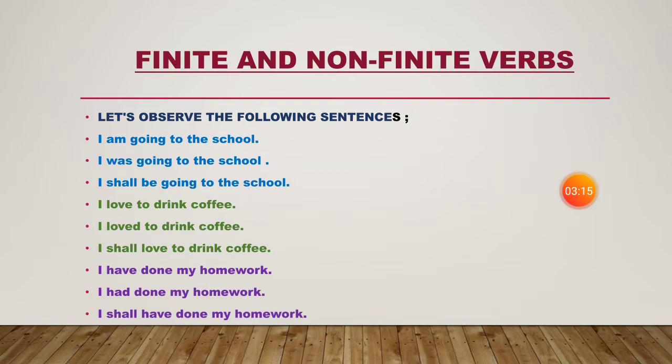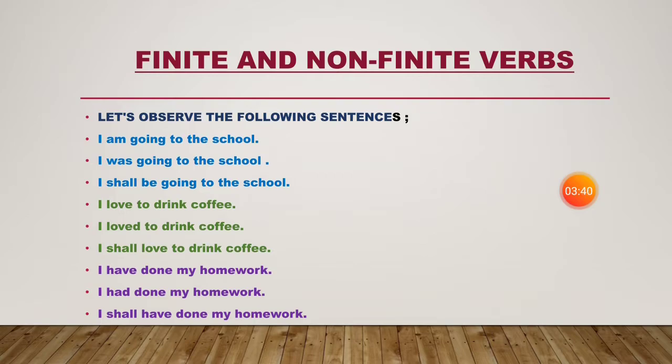Here loved, the verb's second form, that is the past form, is indicating that the action used to happen sometime in the past. Similarly, I shall love. We know that whenever we use shall or will, it indicates something that will happen in the future, right? So here you can say that to drink has not changed its form.